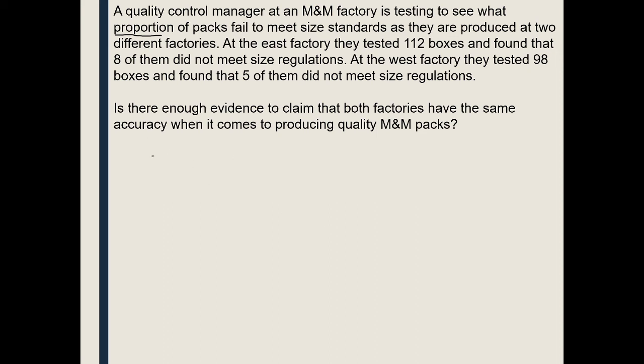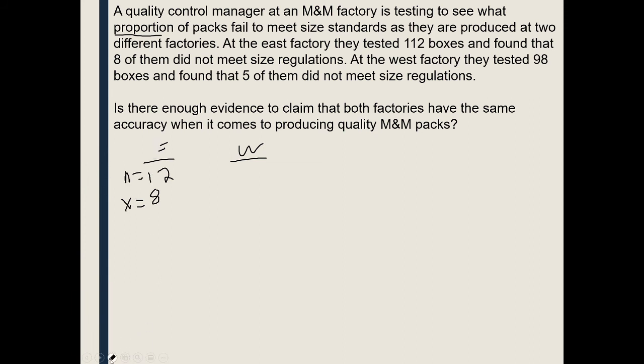So we have East and West. We'll put E and W. For the East, they got 112 boxes, and they found that 8 of them did not meet regulations. So we'll say that 8 is here. Again, we're testing to see if they meet regulations, but we'll test for the no-meet numbers and then use our interpretation for that.